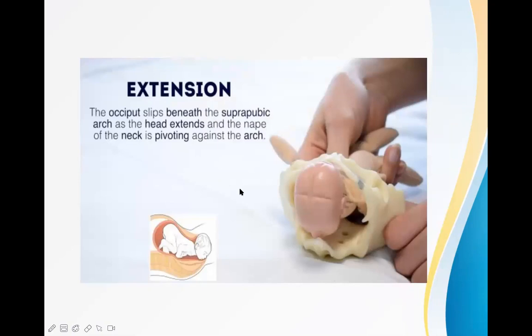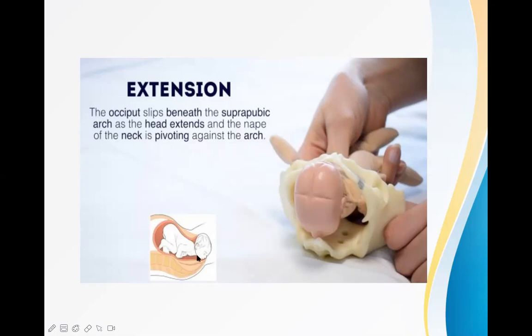So let's summarize this one. When the occiput slips beneath the suprapubic arch as the head extends and the nape of the neck is pivoting against the arch, this is called extension. So they are explaining like this, but let me make it very easier for you. Look at this picture. It is so easy to understand. This is extension of the head. Every student can know this very easily.